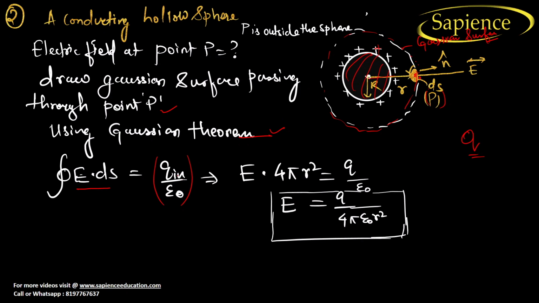Now what will you write here? E dot ds is equal to the charge enclosed by epsilon naught. Now ds means what? Area. So the area of a sphere having a radius r is equal to 4 pi r square, and this is equal to charge by epsilon naught. Now you can easily find the electric field at a point P, which is at a distance of r from the center, is equal to q by 4 pi epsilon naught r square, right? So I hope you have understood this very well.